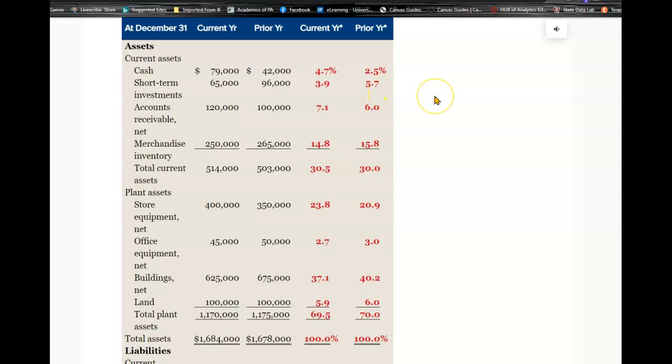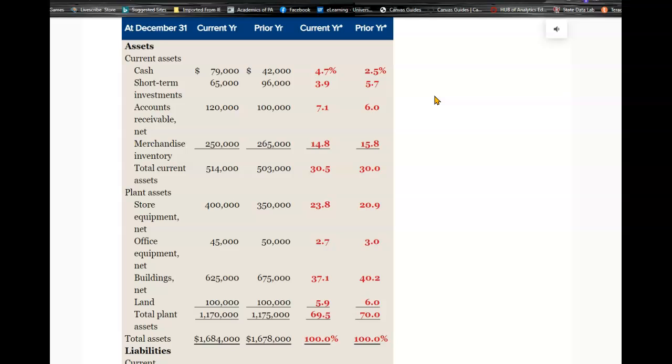Short-term investments has decreased slightly, both in real dollar amounts and in the proportion of total assets. Accounts receivable has gone up in real terms and also in its relation to total assets. Merchandise inventory is down from the prior year. And then your total current assets is holding almost steady, 30% last year, 30.5% of total assets this year.